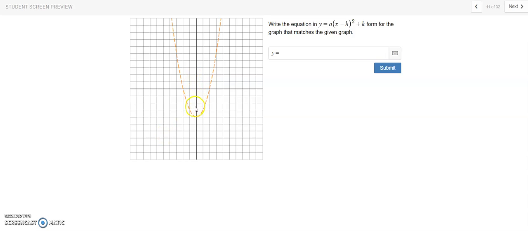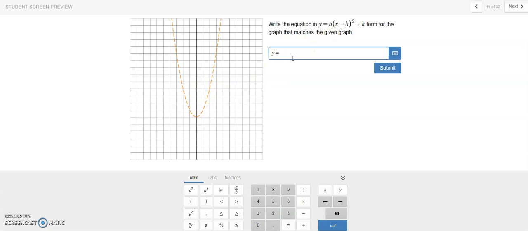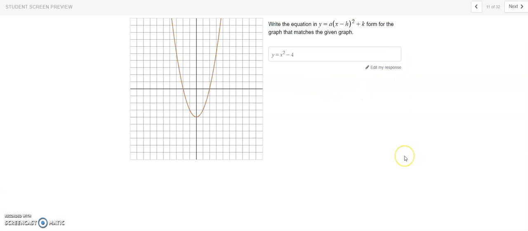Here, it's simply moved down. The variable that makes it move down is the k. So the only thing I need to change is the k to be a minus 4. So I could simply just do x squared minus 4. Let's see what happens. There we go.